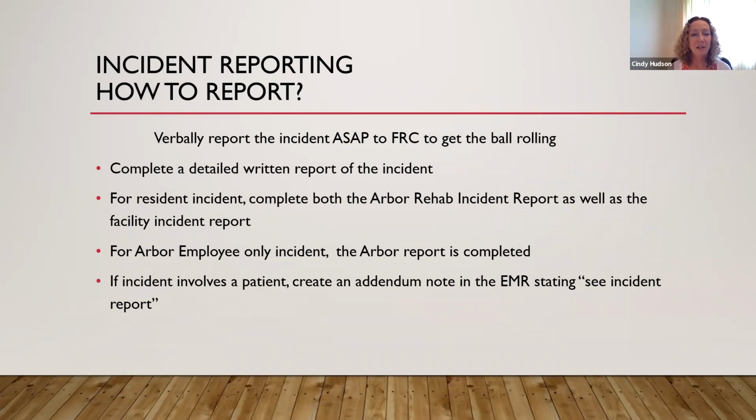When you're reporting an incident, you want to make sure that you verbally report that incident as soon as possible to your FRC so we can get the ball rolling on the communication that needs to happen. You want to write a complete and detailed account of the incident. If the incident involves a resident, you need to complete both an Arbor Rehab form as well as the facility incident reporting form. If the incident involves only an Arbor Rehabilitation employee, only an Arbor Rehab report needs to be completed. And again, if the incident involves a patient, you need to create an addendum note in NetHealth, which is our EMR, which is going to state that you'll see an incident report, and that'll help us cross-reference that information.